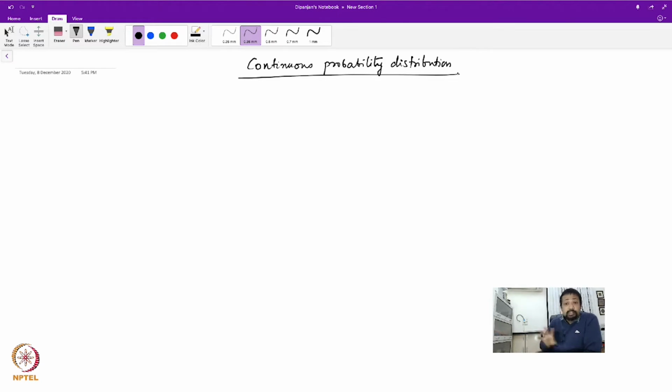But now my interest lies in something completely different. I want to define a continuous probability distribution, and for that I have to define what is called a random variable.